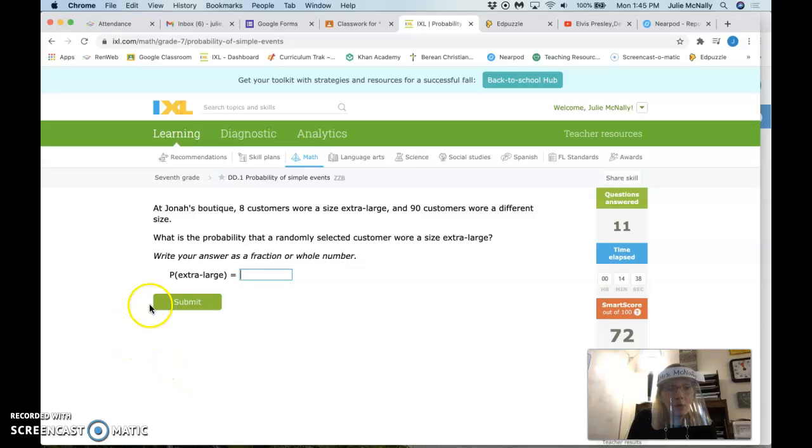And let me do this last one. 8 wore an extra large. 90 wore a different size. What is the probability that somebody wore an extra large? That would be 8 out of 90. And each time I do this, I'm making sure I read if they want a fraction or a percentage. Okay, so you got to be careful.